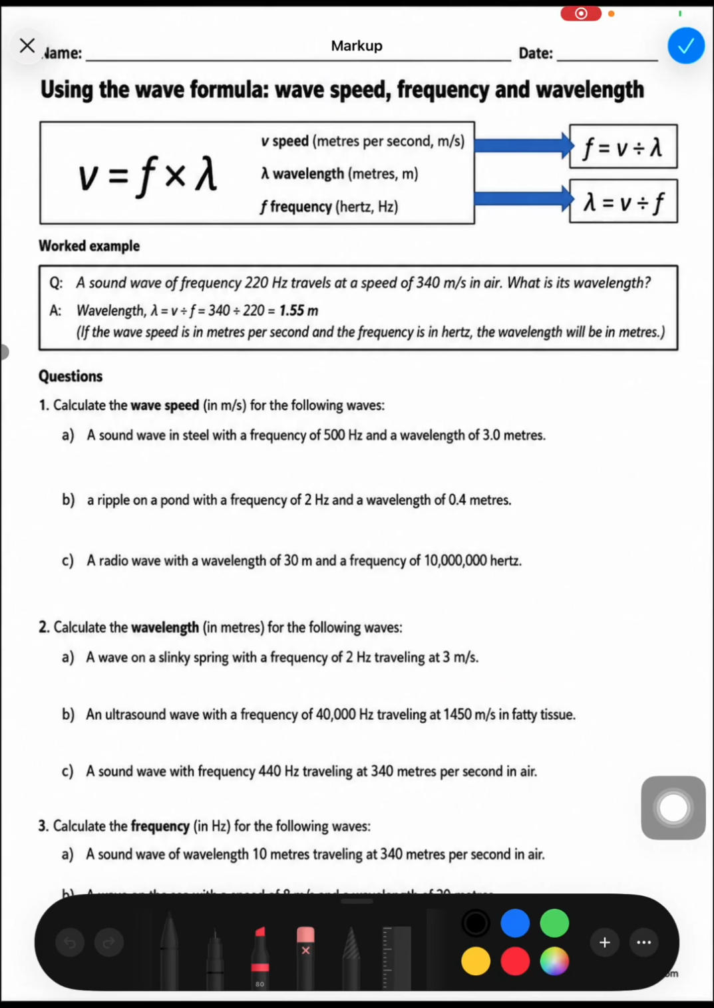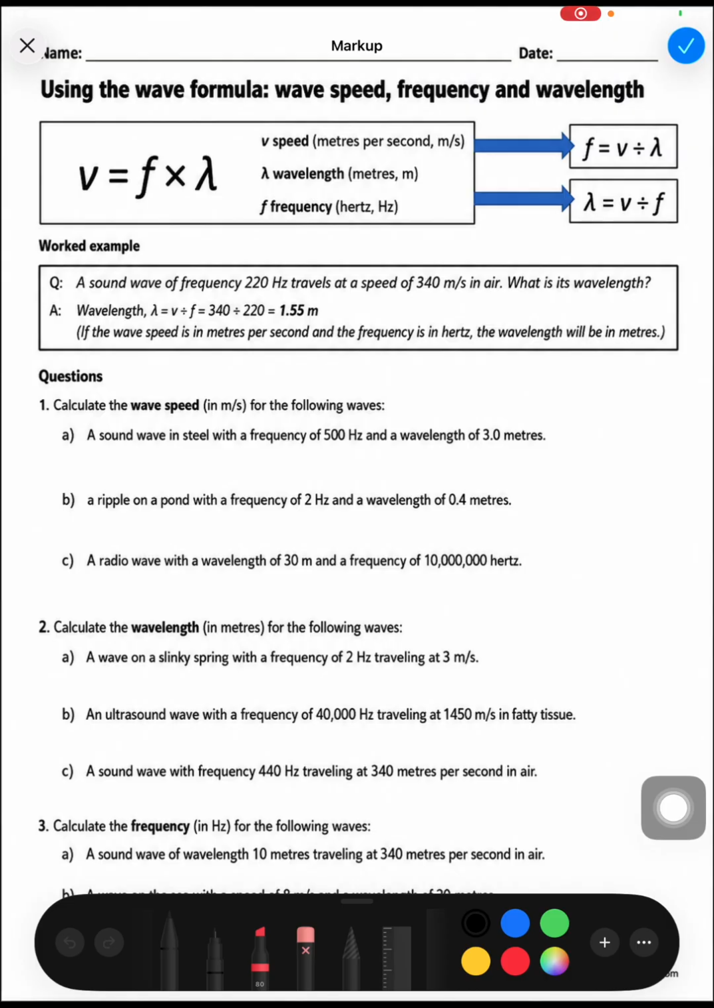Hello everybody, so today we're going to be doing the wave formula worksheet. So this formula, V is equal to F multiplied by wavelength, we can use this formula to find the frequency, wave speed and the wavelength.